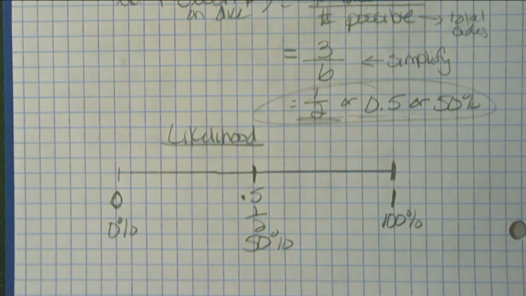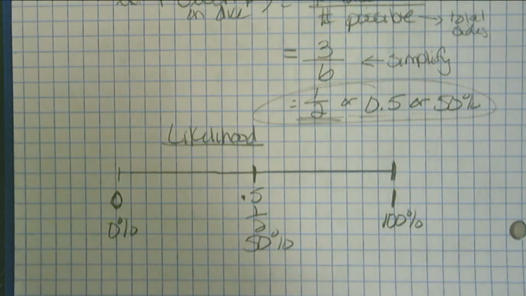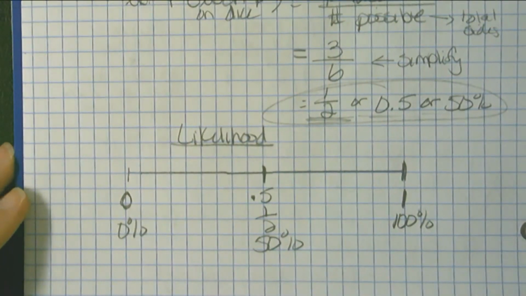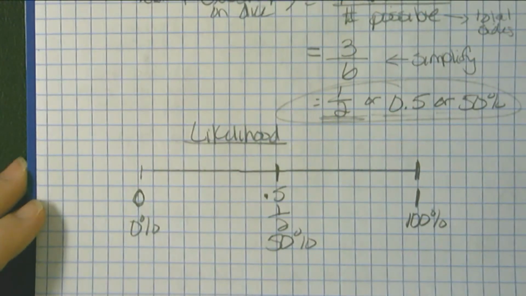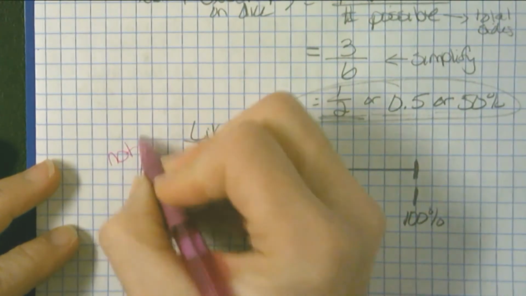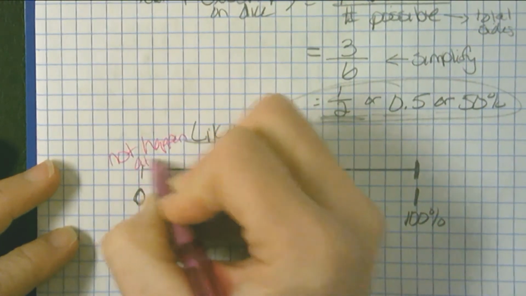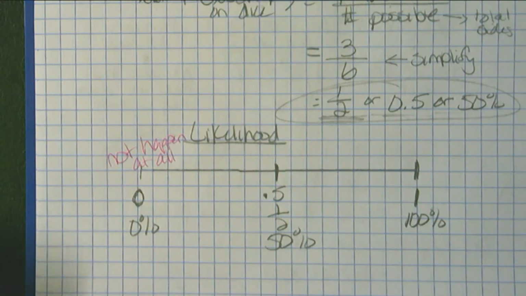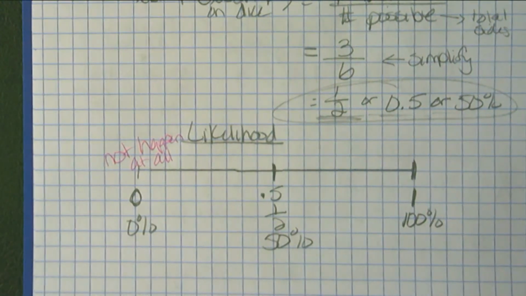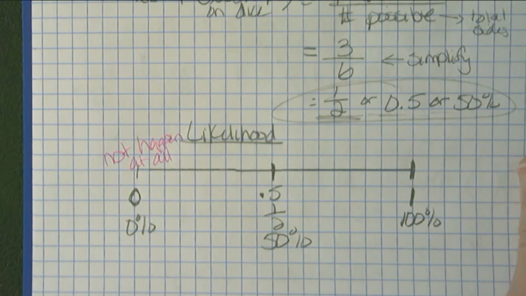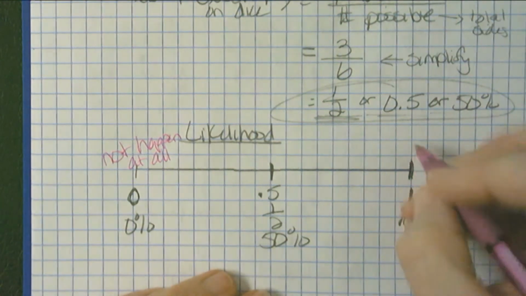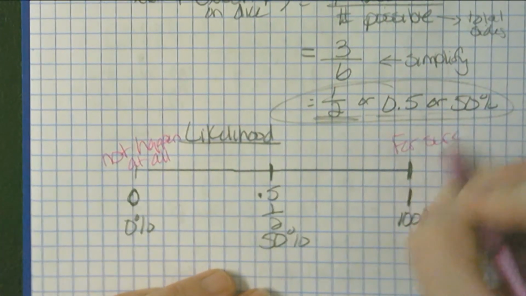If I have a 0% chance of something happening, how would you explain the likelihood of a 0% chance? Matthew? Yeah, this is not happening at all. Not happen at all, or impossible. What about 100%? If I get a probability that you're going to have 100% of what you want happening, how would you explain that likelihood? Victoria? Yeah, this is going to be for sure happen.